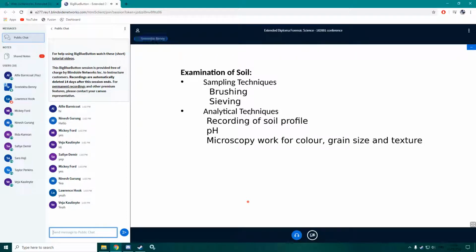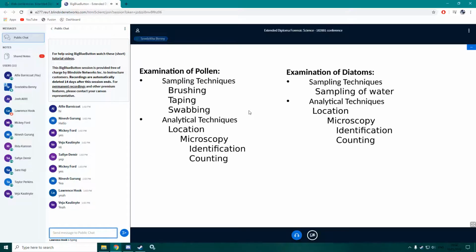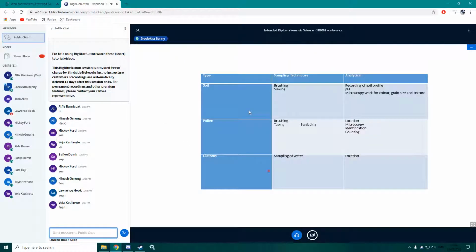Sorry about that. As I sent you that email, this is the one I sent you, the table. The sampling technique means the collection technique. So these are the ways you collect soil, pollen, and diatoms. And analytical technique means the techniques you use to analyze them.